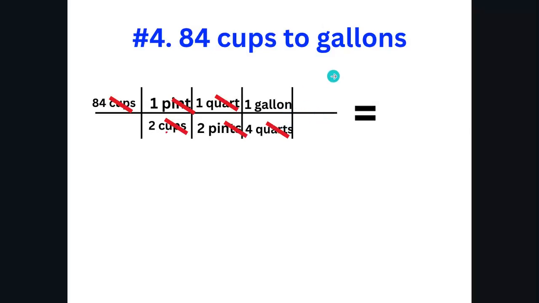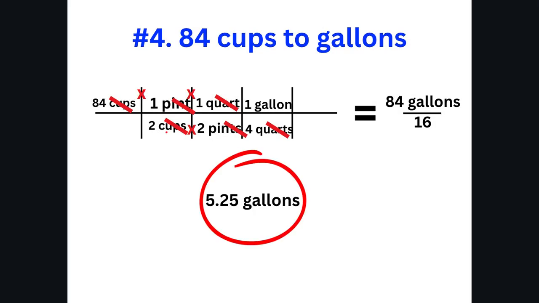Now I'm to the unit I'm trying to convert to, so I multiply everything across the top. 84 times 1 times 1 times 1 gallon gives me 84 gallons. Now I multiply everything across the bottom. 2 times 2 times 4 gives me 16. Now I divide 84 gallons by 16, and it gives me 5 and 25/100ths gallons.